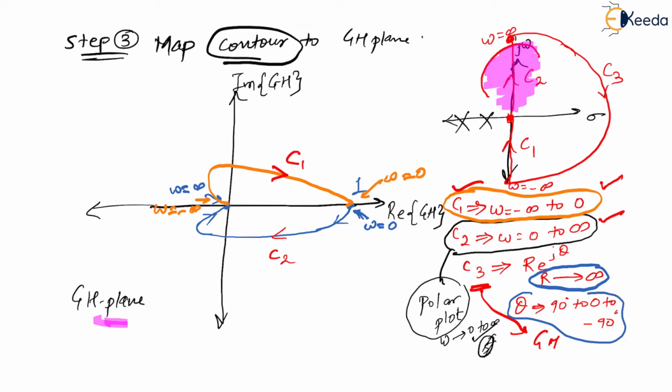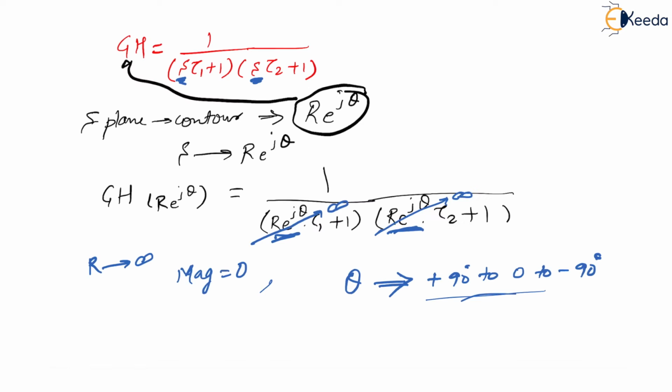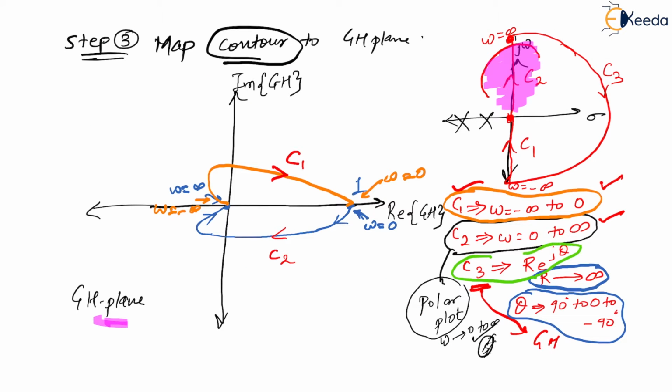Because here we have already seen that theta varies from plus 90 to 0 to minus 90 degrees, right? So what do you understand from this? You understand that contour C3 is mapped, because it is 0 in the GH plane at some angle, 90 degrees to minus 90 degrees. It's okay even if you take it the other way around also, because the magnitude of C3 in your GH plane is going to be 0. We have seen that, which means it will be mapped in GH.